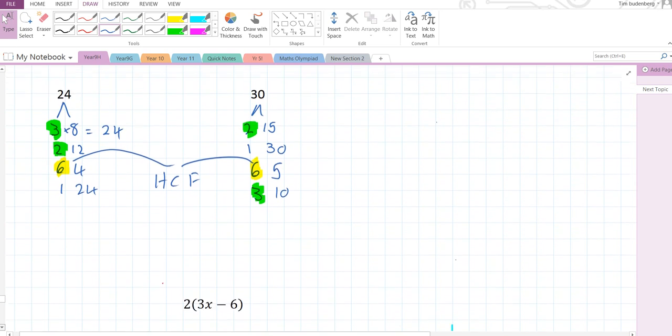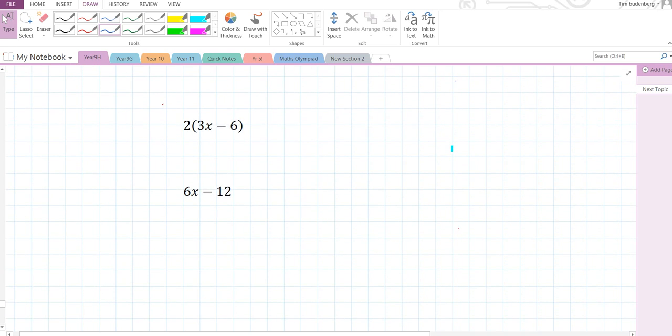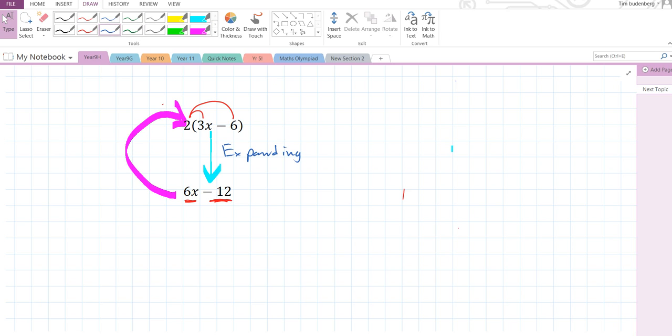What we've been doing so far in this topic is largely looking at expanding brackets, and by that I mean going this direction here. So if we expand 2 times 3x minus 6, we get 6x, and 2 times minus 6, we get minus 12. This is expanding. However, what we're looking at today is how do we go from here back up to there. This is called factorising.